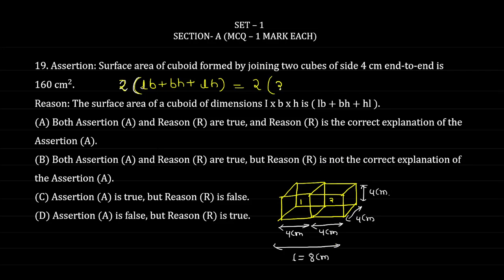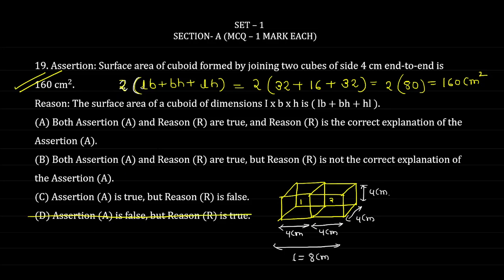So that will be 32. B into H, that will be 4 into 4, that's 16. And L into H will be again 32. So this is what we are having here. This will be 64 plus 16, that is 80. So this will give me 160 centimeter square. So is this correct here? Yes, the assertion is absolutely correct. Alright, that means which option can be eliminated? Option D can be directly eliminated, because in option D the assertion is false and our assertion is true.